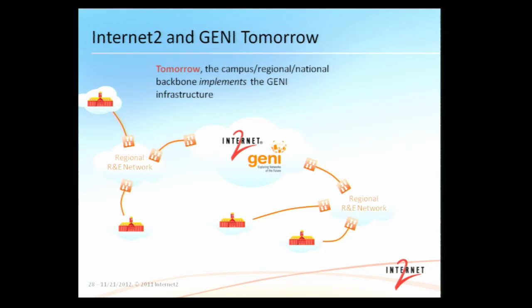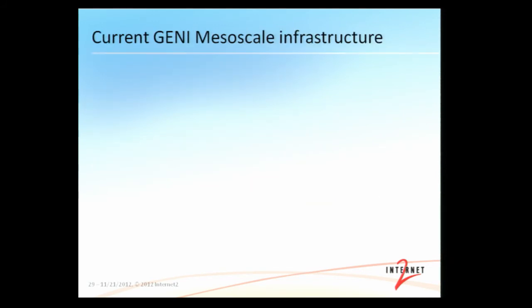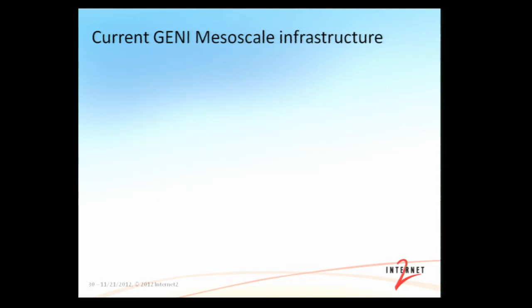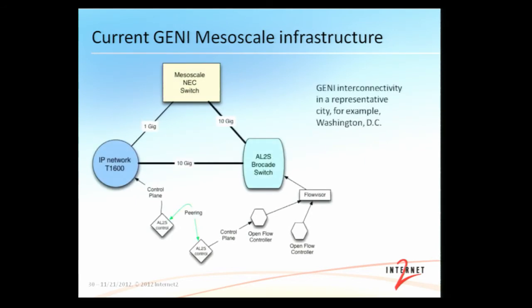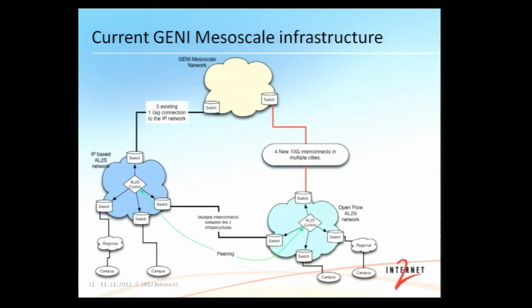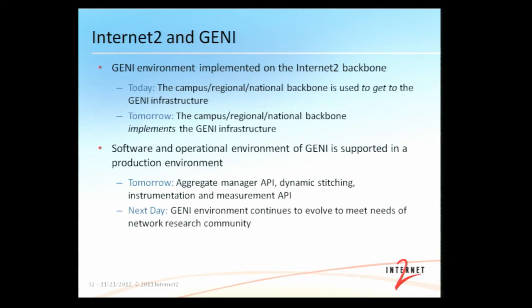So a tiny bit about where that is today. You can see that the Genie mesoscale infrastructure has 5 nodes on the Internet 2 backbone, and they're together in a ring, so they're quite reachable. Coming in through our traditional ION network, which is the IDC protocol over MPLS over our routers, you can get to that Genie infrastructure, or coming in through our advanced layer 2 service, you can get there as well. This is just restating how we're doing our partnership with them going forward.